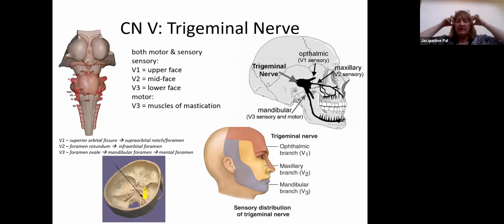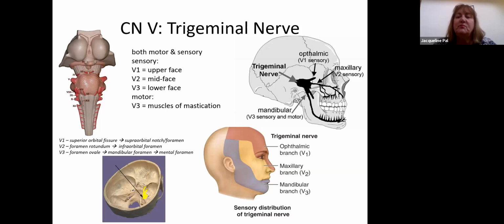Similarly, the second branch, V2, is only going to do sensation, and it's going to do sensation in the mid-face area and go up on this side of your eye, right over your maxilla. And so the second branch is called the maxillary nerve. The third branch does both sensory and motor. That explains why the trigeminal nerve is considered a mixed nerve.